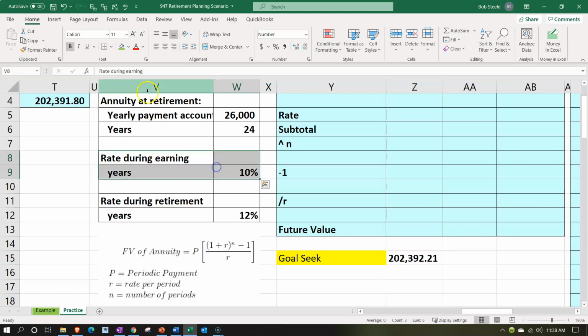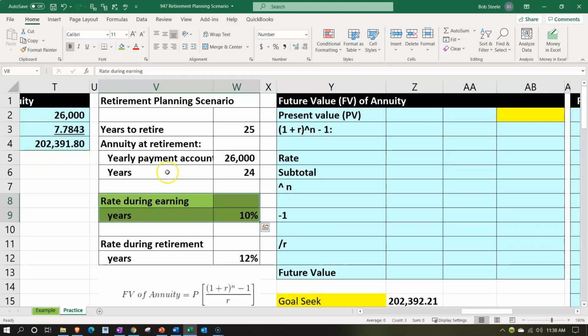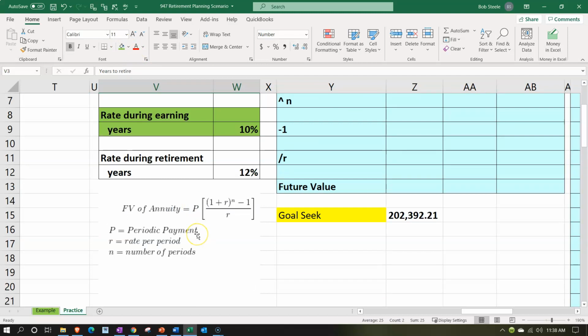Let's go ahead and highlight these again so I get the proper percent. We're looking at 25 and 10. It is going to be the 10% to the n, which in this case is going to be 25, minus 1, over r, which would be 10%. Then we can solve for P. That's one way you can do it.